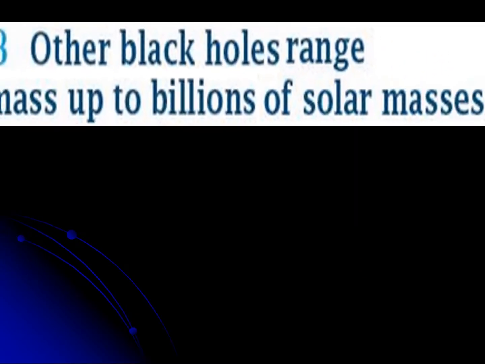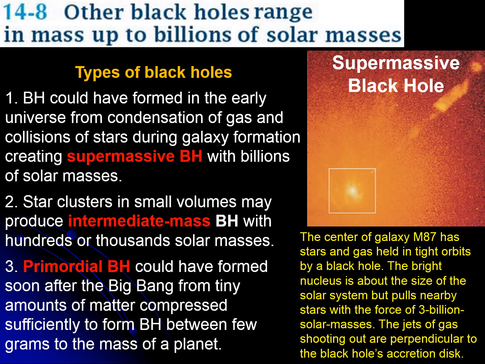Next is section 14.8. In this section, we're going to classify the black holes according to the mass, and basically into supermassive, intermediate mass, and primordial black holes. The supermassive black holes have thousands of millions of solar masses, and they are usually at the center of a galaxy, whereas the intermediate masses are somewhere between hundreds and thousands of solar masses.